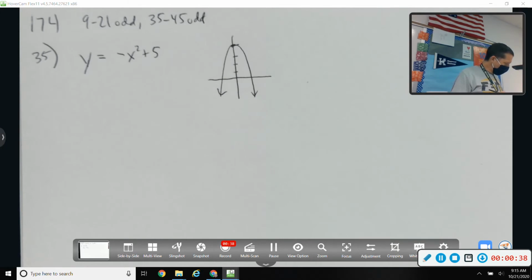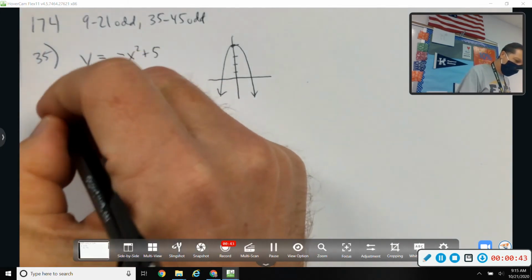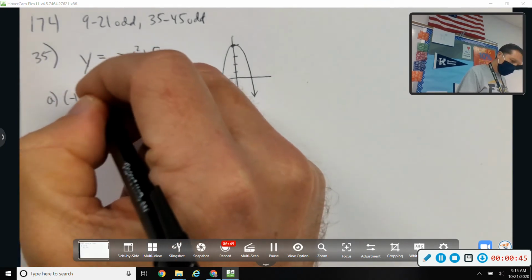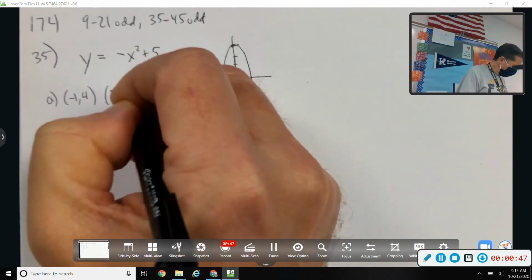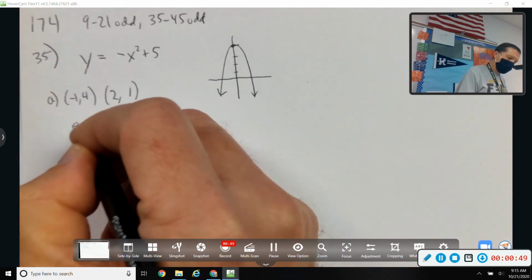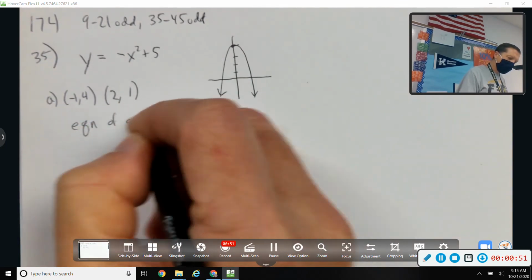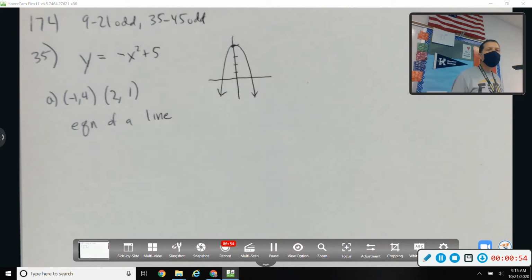Part A. Find the equation of the secant line joining the points (-1, 4) and (2, 1). An equation of a line. So I need a point and a slope. So they gave me 2 points. I can use either one.